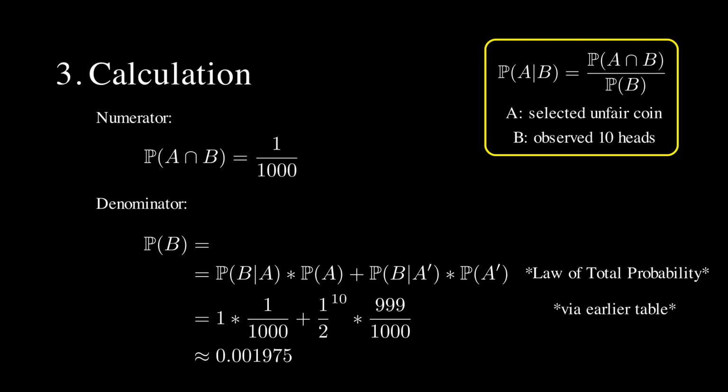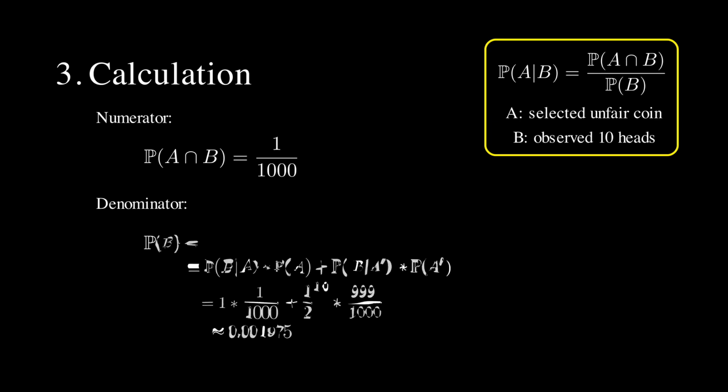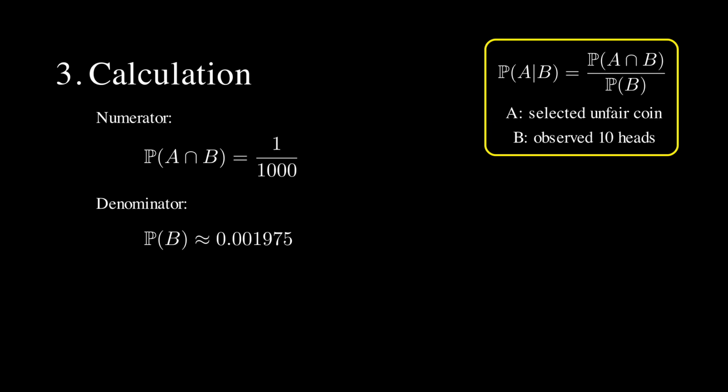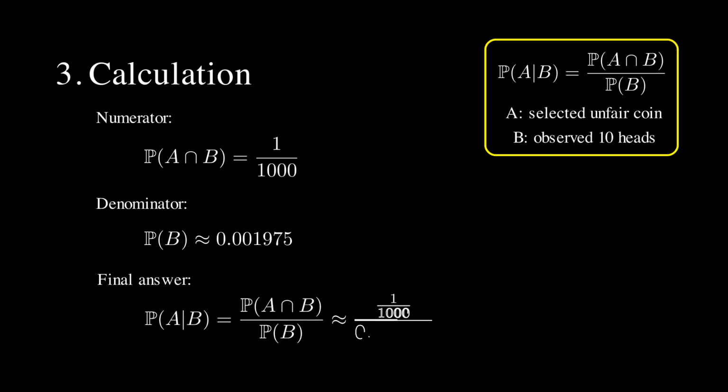Using the values from the table we derived in step 2, we get the probability of observing 10 heads as roughly 2 in 1,000. Combining terms, we can simplify our expression to 1 in 1,000 over roughly 2 in 1,000 to get a probability of 0.506.